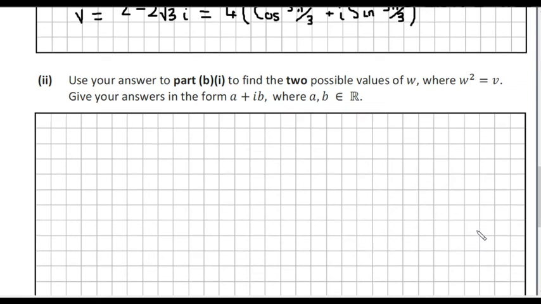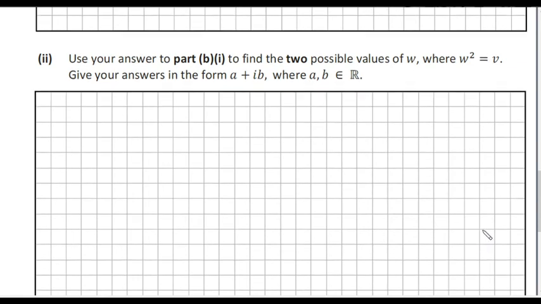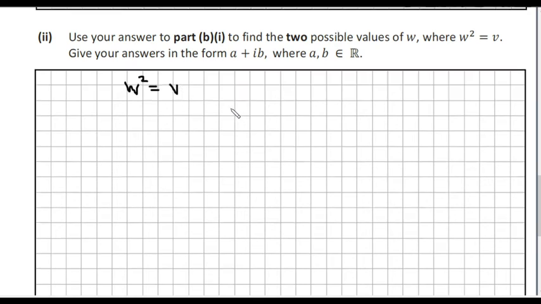Now B part 2 then. It says, using your answer to B part 1, find the two possible values of W where W squared is equal to V. Give your answers in rectangular form. So we start off with the fact here that W squared is equal to V. If W squared equals V, then you could say that W is the square root of V, or you can say that W is V to the power of a half. When you're raising something to the power of a half, you're getting the square root of it.